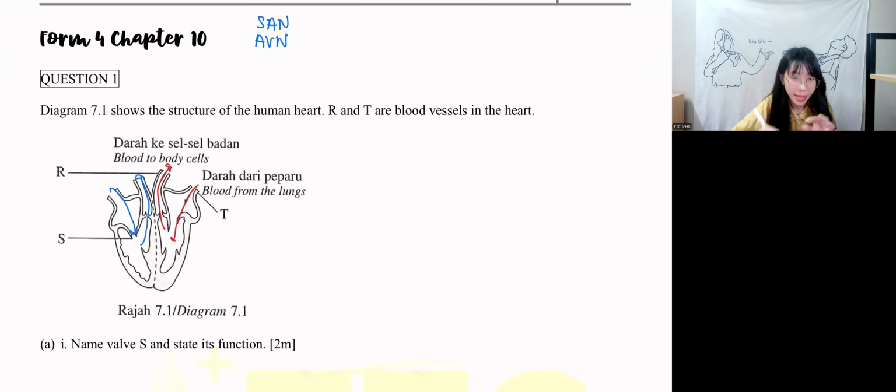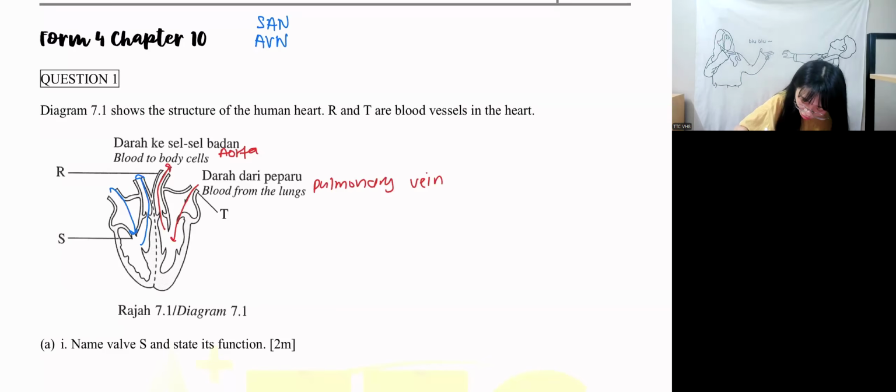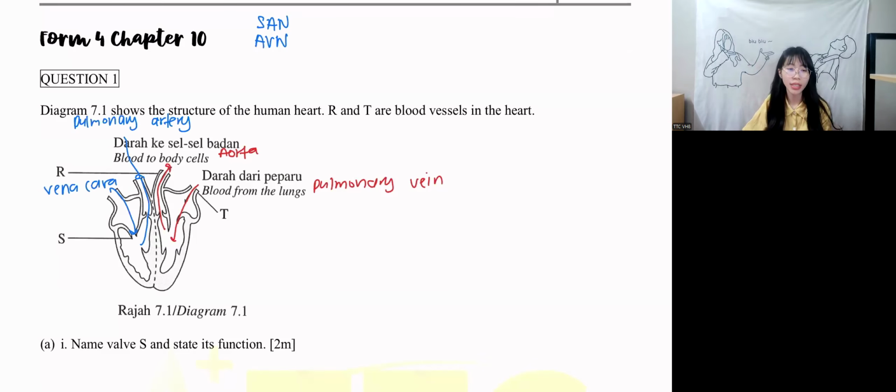To label this by name, the blood that comes from the lung, or goes to the lung, we call pulmonary. This is the pulmonary artery or vein, the one that transports oxygenated blood. Pulmonary vein, correct, is the only vein that transports oxygenated blood. To your body cells is called aorta. The other part, from all parts of the body, is called vena cava. This is to the lung. We call this pulmonary artery. Pulmonary artery is the only artery that transports deoxygenated blood.